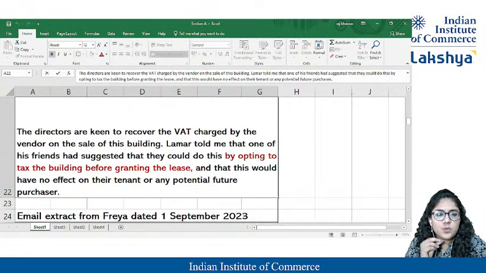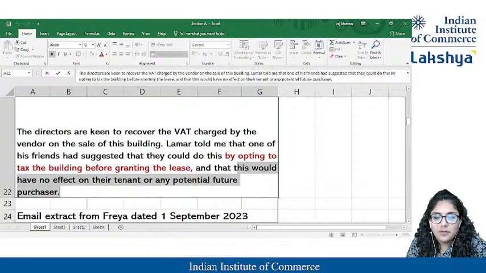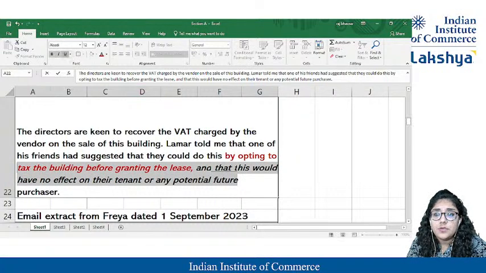Before granting the lease, you have an option of opting for exemption or not. But that will not affect the potential users. That is not right. That is obviously going to affect the potential users. You cannot say that it is not right. So basically that is not true.